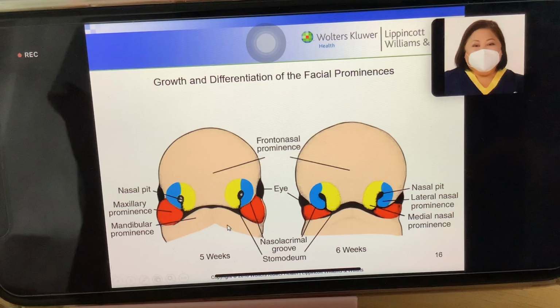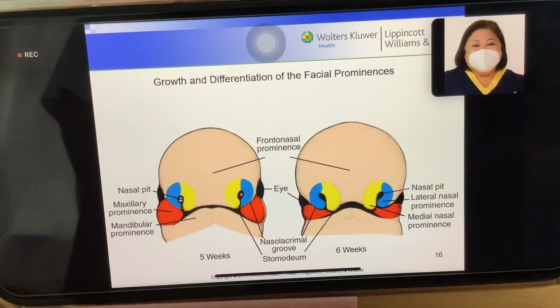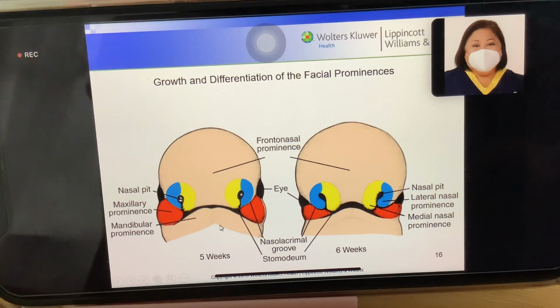There is a cleft in the chin. Okay? Sometimes you may have a cleft in the chin. Abnormal, right? It just means the mandibular prominence did not close properly. Okay, this one.